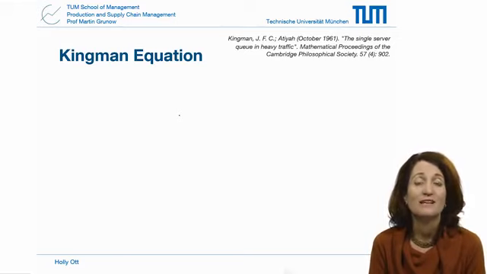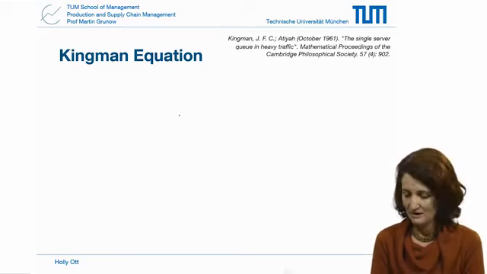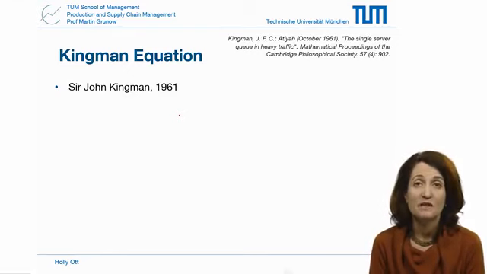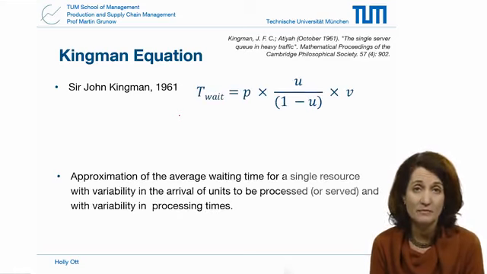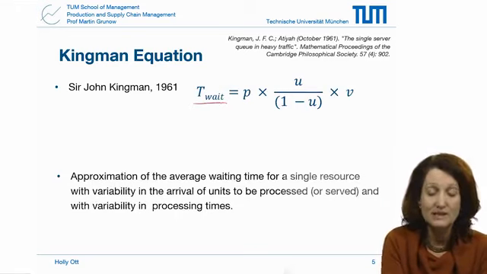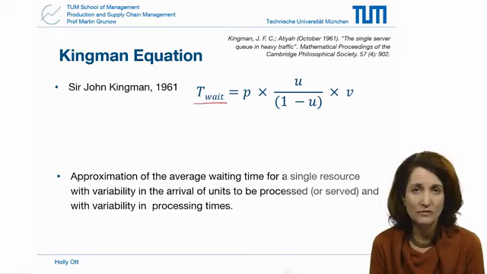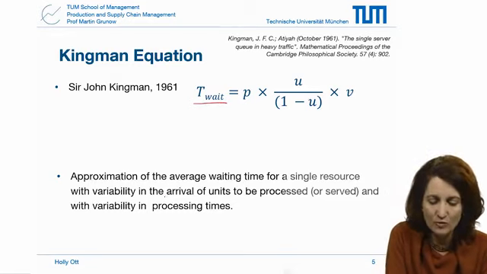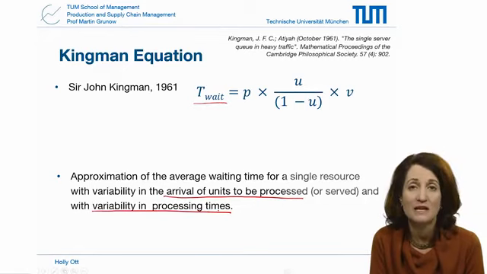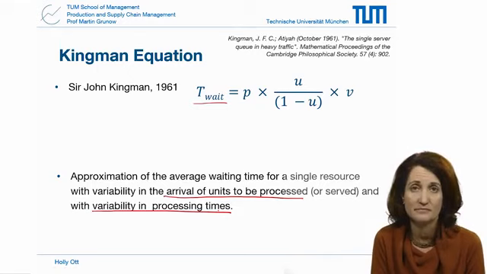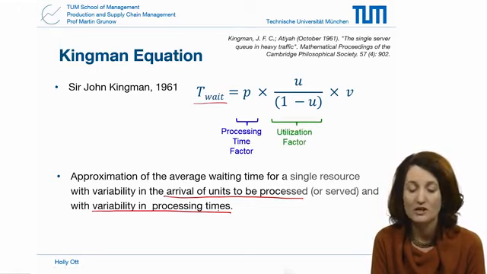We're going to do this by looking at a simple model for queuing time. This is called the Kingman equation, first published by Sir John Kingman in 1961. The formula is an approximation for the average waiting time, abbreviated here as T wait, for a single resource with variability in the arrival of units to be processed and with variability in the processing times of that resource. There's three parts to our model. We've got the processing time factor, the utilization factor, and the variability factor.